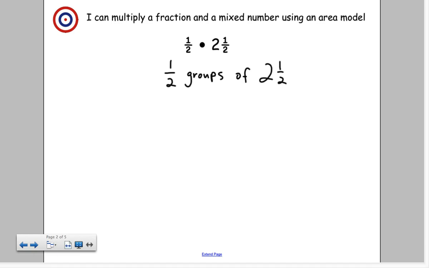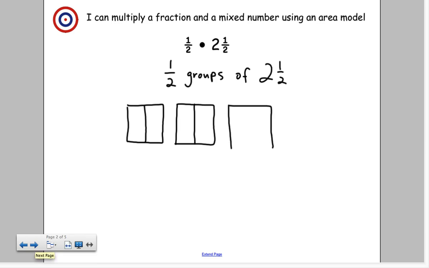And I'm going to model this. And so what I'm going to do is I'm first going to model 2 1/2. So let's see here. I'm going to start with our area model, and I'm going to model 2 1/2. So I'm going to make two groups and then 1/2 of another. So let me go ahead and fill this in and show you which part we're working with. We've got all of this one. These are the two whole groups. And then we've got half of another one.